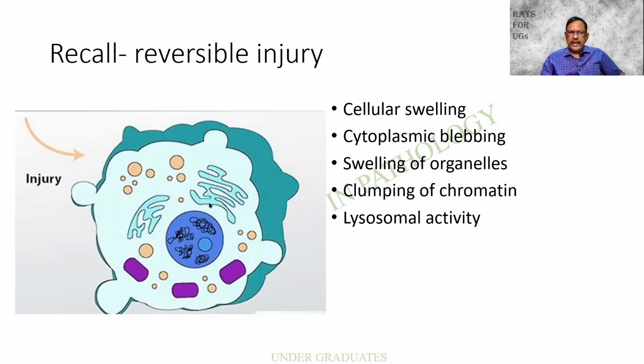And this particular diagram, I would like you to kindly draw. Look at this one. There is a cytoplasmic bleb. There is edema of the entire cell. And there will be various changes in the organelles: swelling of the organelles, clumping of the chromatin, and lysosomal activity leading to damage.